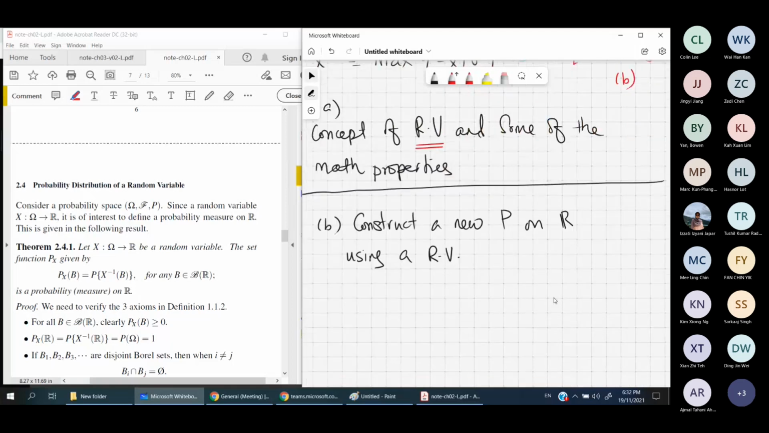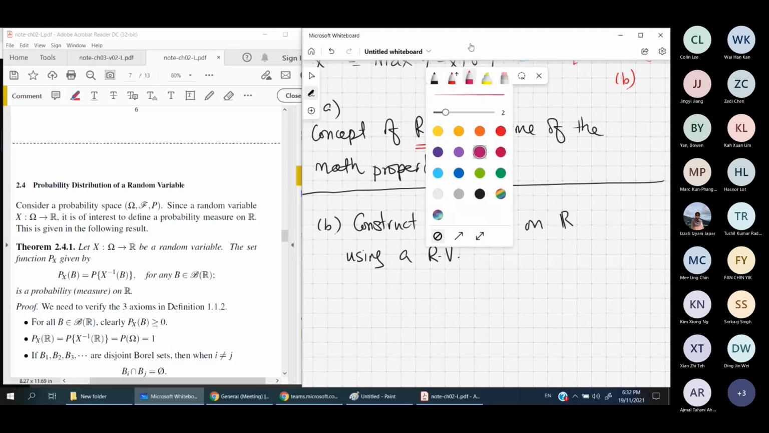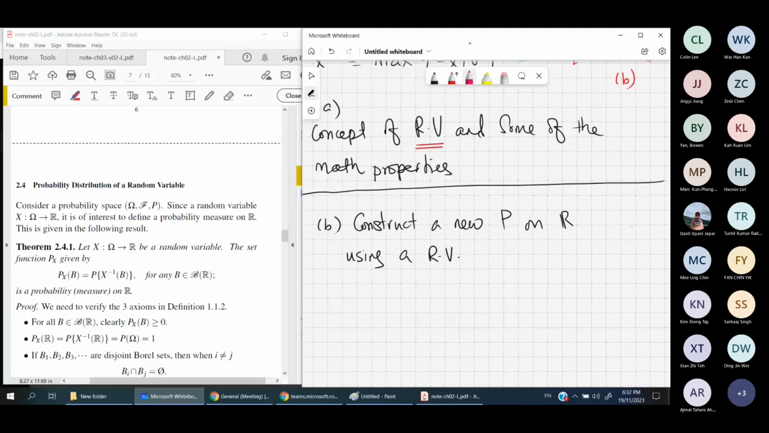In fact, the probability that we constructed here, you have already seen this thing in your undergraduate statistics course. So this thing is actually what we call the distributions. Which include all these so-called binomial distribution, normal distribution, beta distribution, gamma distribution, and so on. So all those distributions actually belong to here.